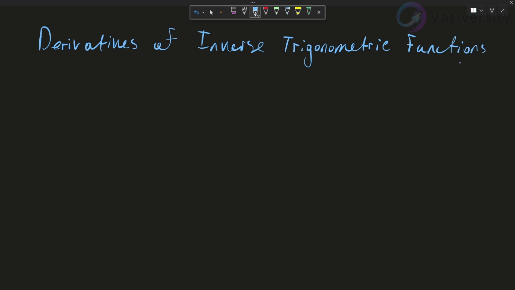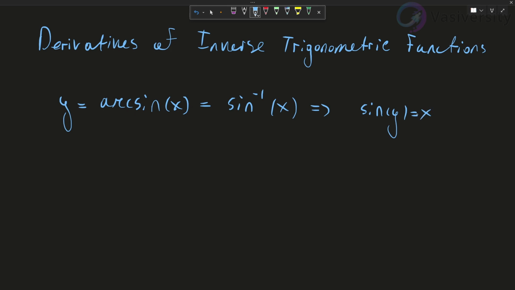All right. So, remember, y equal to arcsine of x is the same thing as sine inverse of x, where the -1 means inverse. There are different notations depending on the book that you read. So it means sine of y equal to x, for y, in this case, between -pi/2 and pi/2.